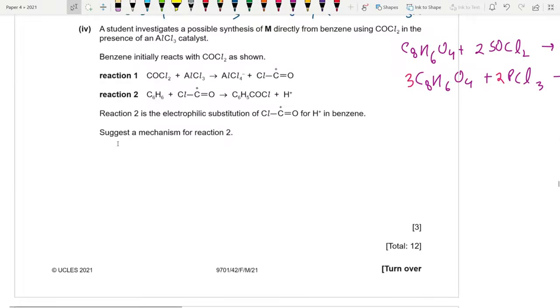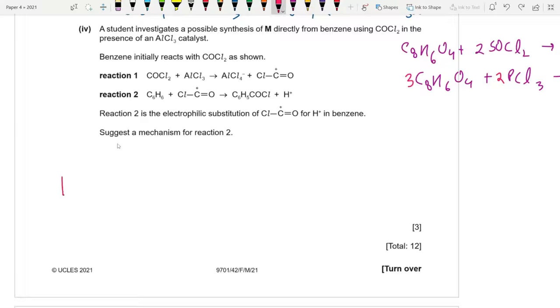So they want us to draw the mechanism. Essentially, AlCl3 is acting as the catalyst. How exactly? Mainly AlCl3 helps in the formation of the electrophile. It takes one chloride away from COCl2, so we end up with COCl plus. That's what we end up with. Now the electrophile can attack the nucleophile.